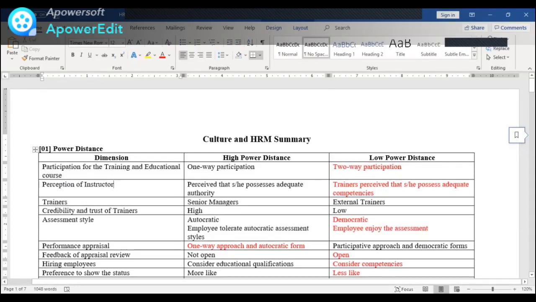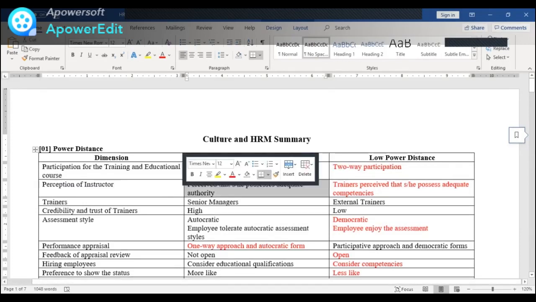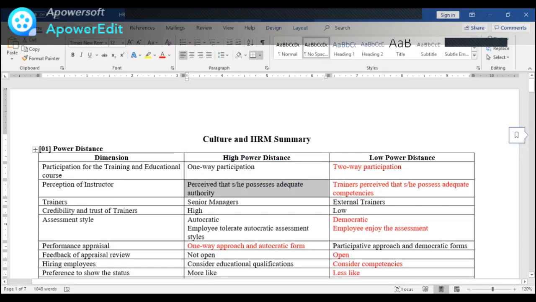Perception of instructor, how the instructor perceives his or her role. Under the high power distance culture, the trainer perceives that he has adequate authority. However, in the low power distance culture, the trainer perceives that he has adequate competencies. Most of the time, senior managers are the trainers in high power distance culture. However, in low power distance culture, external trainers are hired as trainers.